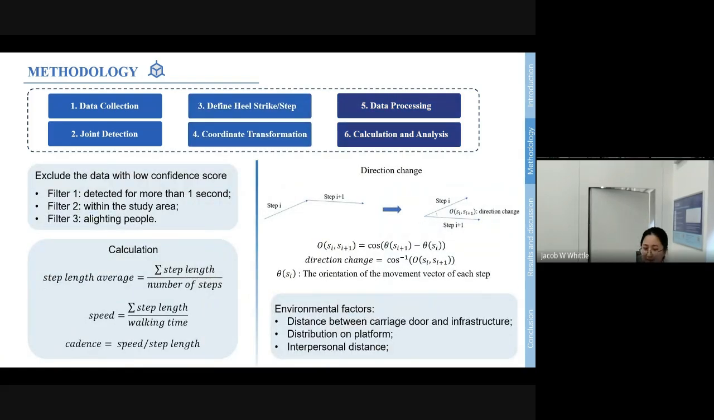Step 5 is data processing. First of all, I excluded the data with low confidence scores. Then 3 filters were applied for the effective samples. After that, the gait parameters can be calculated, including the step length, speed, and cadence. In terms of direction change, it was determined by the angle between vectors of 2 successive steps, as shown in the figure. In this way, we can analyze how this parameter relates to these environmental factors.